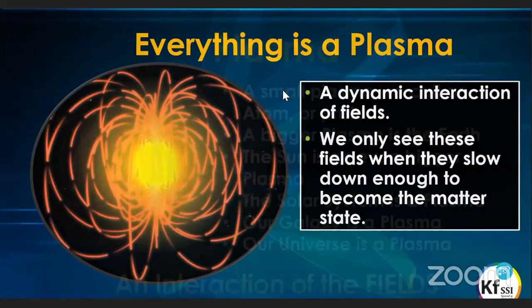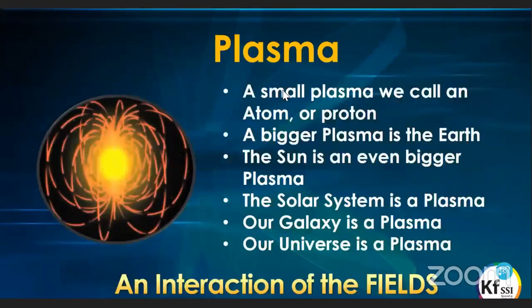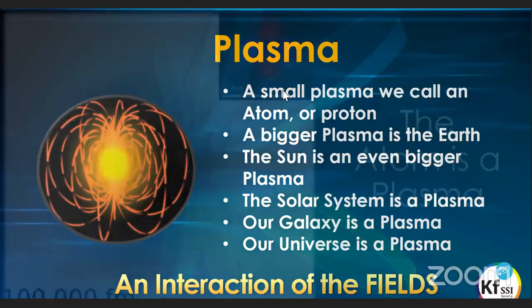So as we can see, a small plasma we can call an atom or a proton. A bigger plasma is the Earth. The Sun is an even bigger plasma. Our solar system is a plasma. Our galaxy is a plasma. Our universe is a plasma. It's just an interaction of the fields on a different strength, a different scale. Now I'll go into this in a bit more detail so that we can understand this concept.